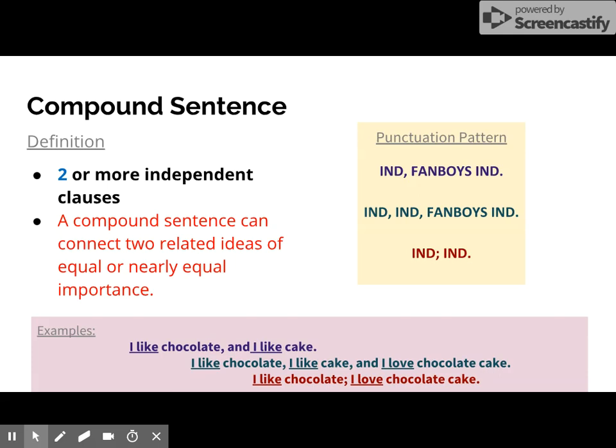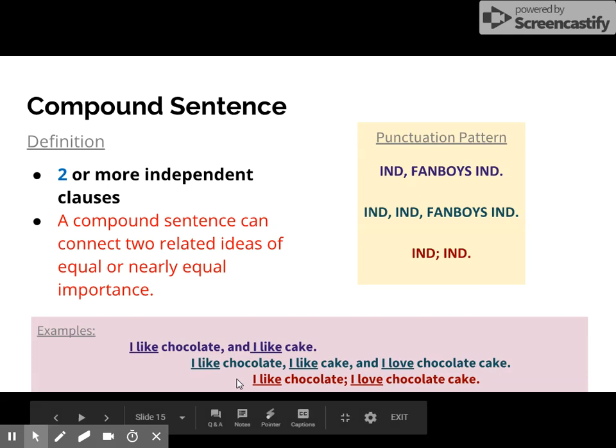So usually when you're joining independent clauses, you do it with a comma plus a fanboys, like these examples, but you can also in some circumstances join independent clauses with just a semicolon. And in that case, you don't use a coordinating conjunction or a fanboys. Now, the rule with semicolons is that the first half of the sentence has to clearly relate to the second half of the sentence. So in my example down here, I say, I like chocolate; I love chocolate cake.